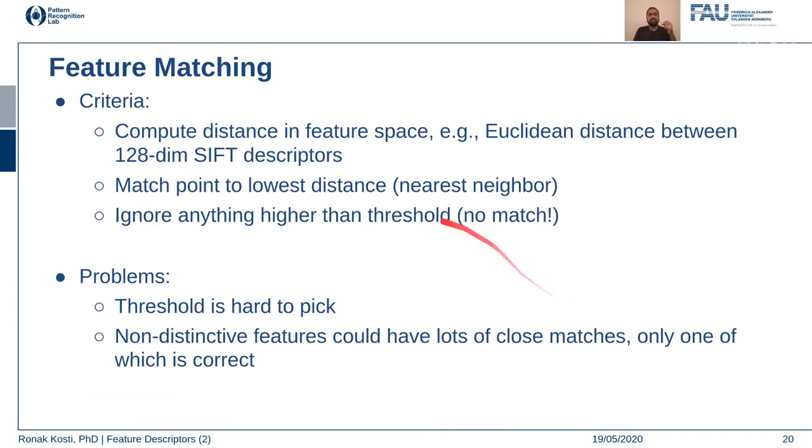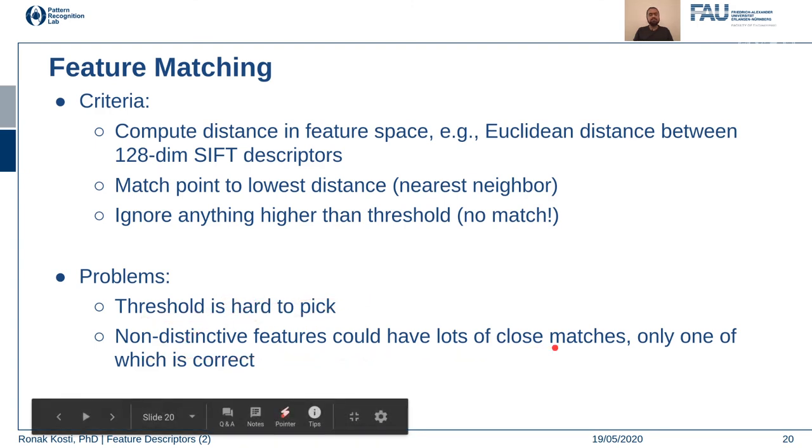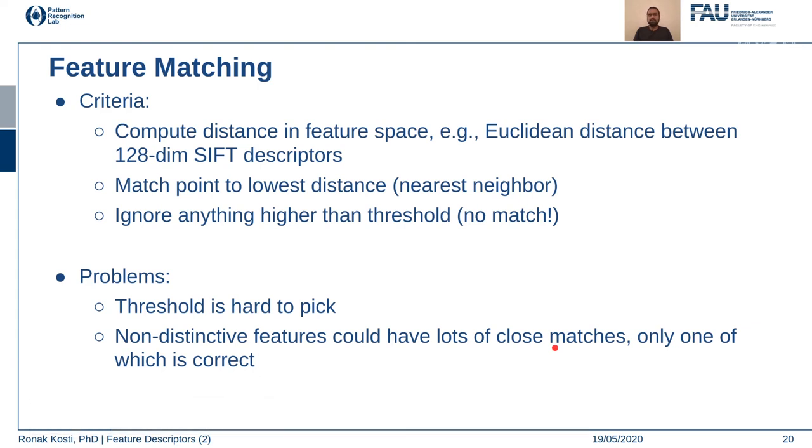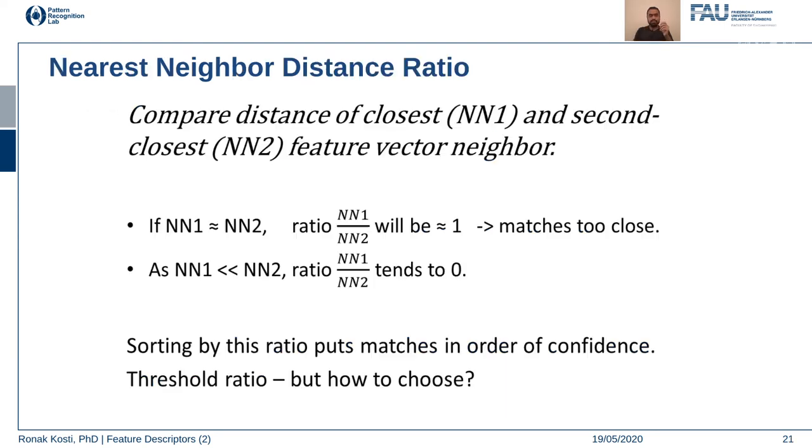There are certain criteria. When we compute the distance in the feature space, we decide a threshold above which we will neglect everything else, and there will be no match. But the problem is, as I said, the threshold is hard to pick, and non-distinctive features could have a lot of close matches, only one of which is correct. So for a given feature, you can have a lot of matches which are close in terms of distances. So what do we do in this case?